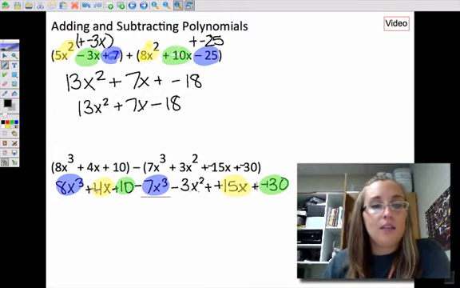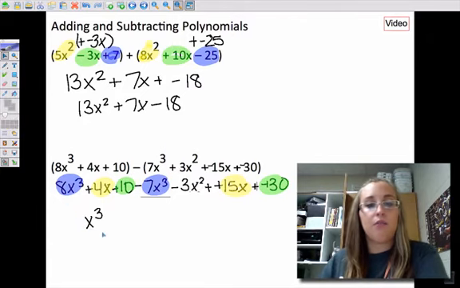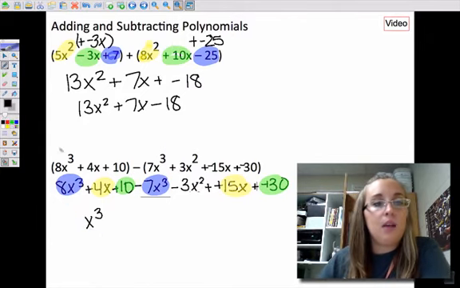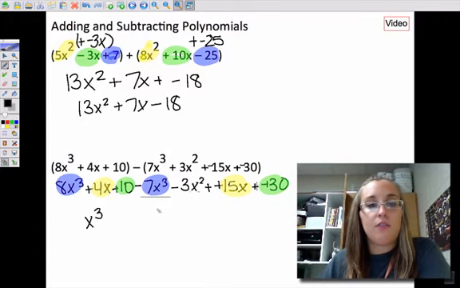So we've got an 8 minus a 7. That's going to give me 1x cubed. And remember, we usually don't write that 1 out in front. Okay? We've got our 4x plus our 15x, that's 19x.